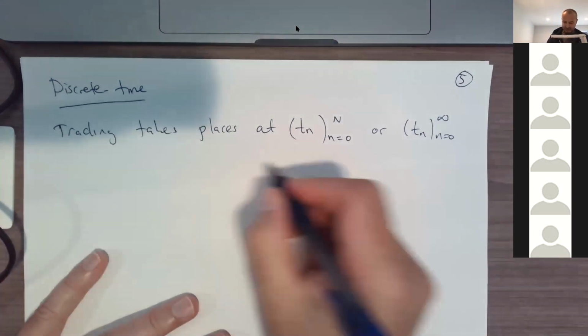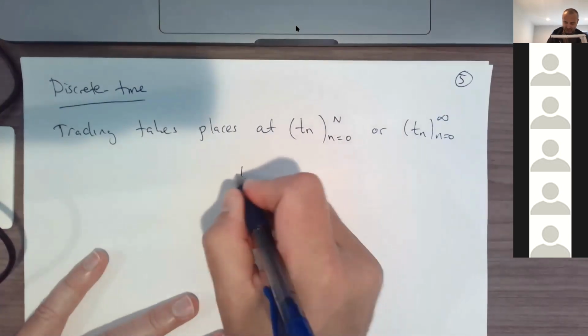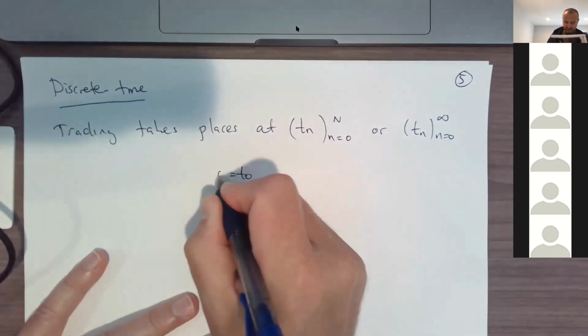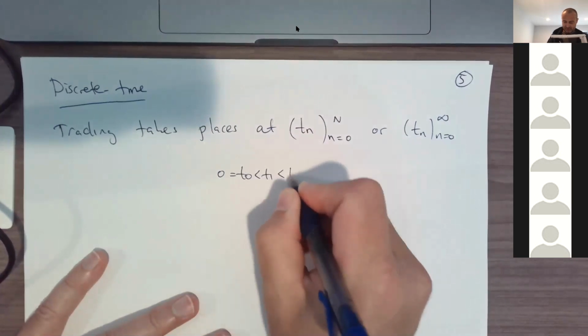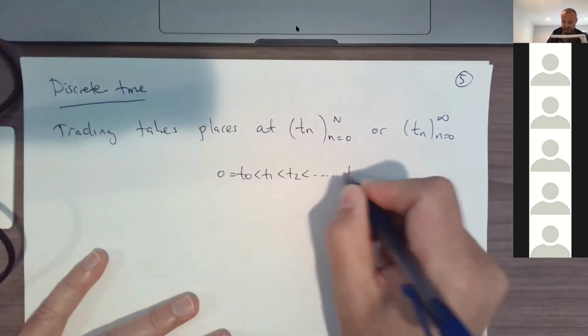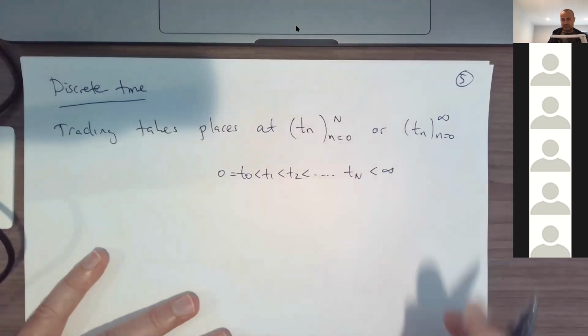Right, so you will have your time points. This here is a sequence. You have T0, which is very often equal to 0. This is less than T1, which is less than T2, and so on, all the way up to Tn, which is some finite time point.